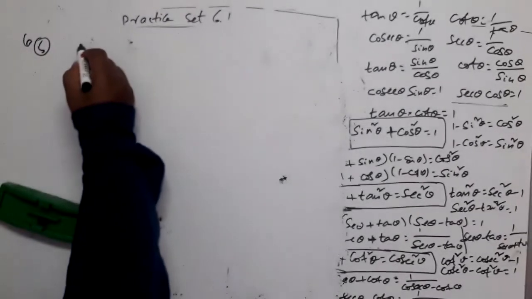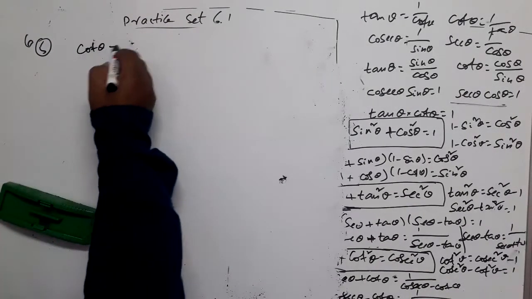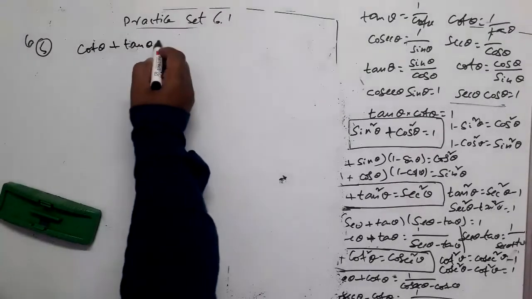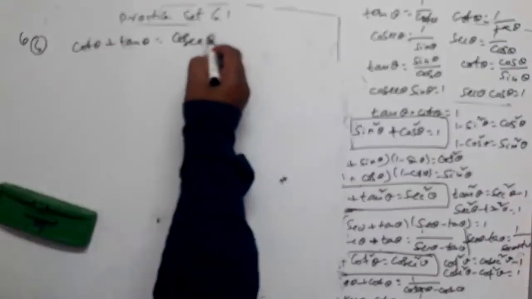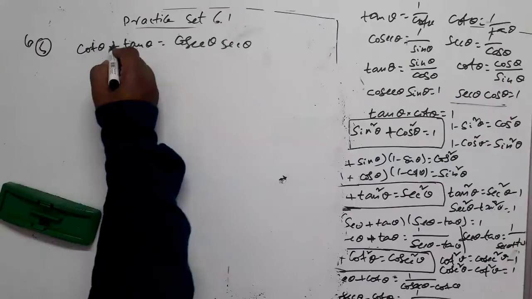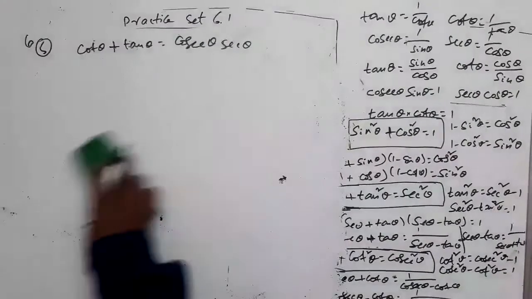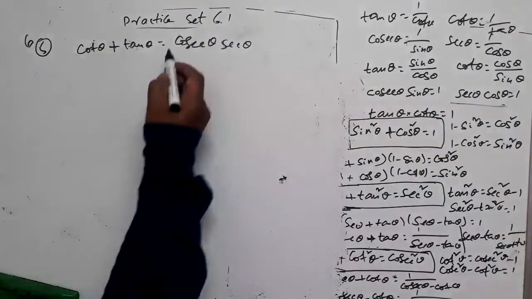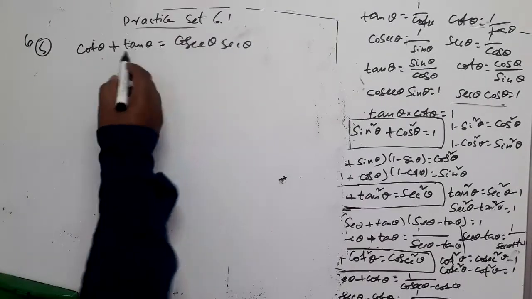What is that question? Prove that cot theta plus tan theta is cosecant theta multiplied by secant theta. This is the question. Yes. Do you get an idea? Any idea? Yes, just now we have seen in earlier question, in previous question we have seen.